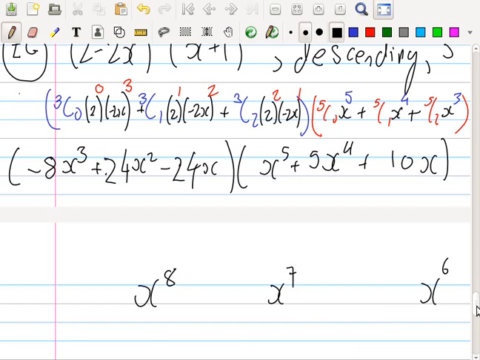I don't want the extra terms after this. I only want the first 3 terms, starting with x8. So what ones make x8? What do you multiply to make x8? This one and that one, and that's it. There's no other pairs that make x8, right? So minus 8 times 1 is minus 8. Okay. Now what can make x7? This one with this one.